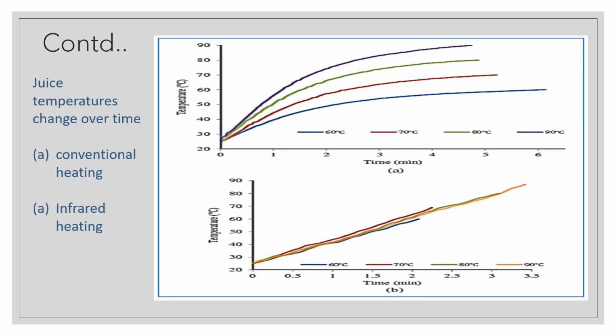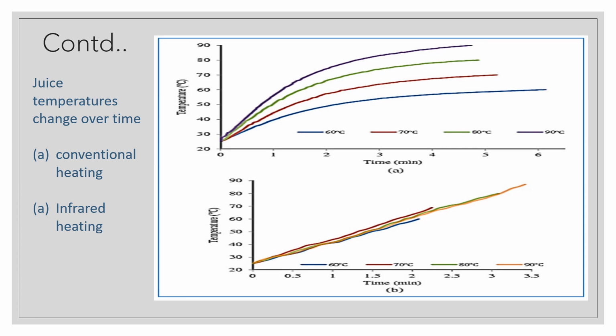So there was another research in which there was a comparison between conventional heating and infrared heating of juice. The first graph shows the time required to reach the highest temperature, that is 90 degrees Celsius, for juice. In conventional heating, it requires 6 minutes, whereas in infrared heating it requires 3.5 minutes. So we can see that conventional heating takes almost double the time.